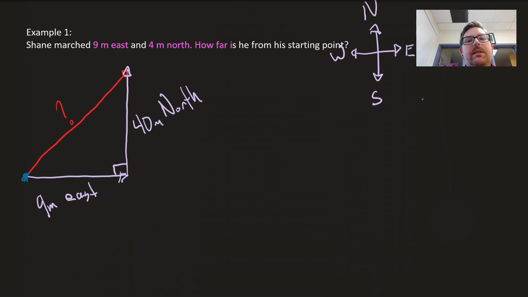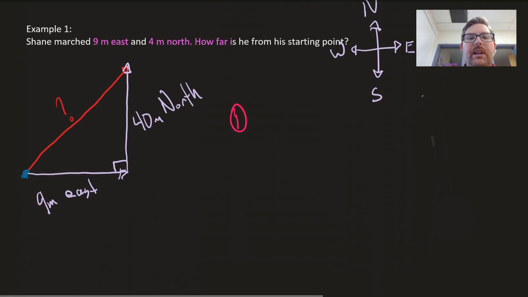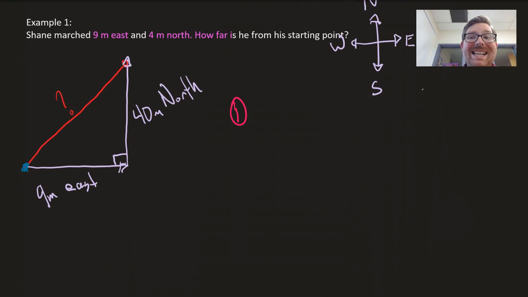As I'm looking at this, I have to think, well, what am I going to do to solve this? I know, I'm going to use the Pythagorean Theorem. Awesome. So let's do that. First thing I need is my first step. What's step 1? Square both sides that are given to you. I'm given 9 and 40. Okay. Well, I could do that.